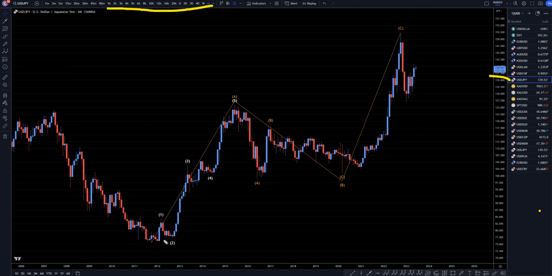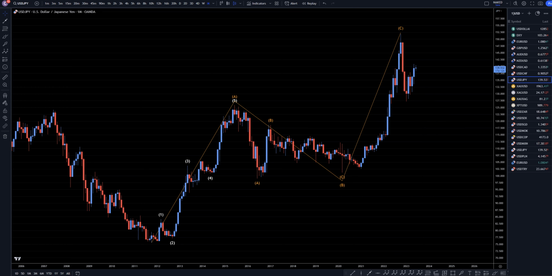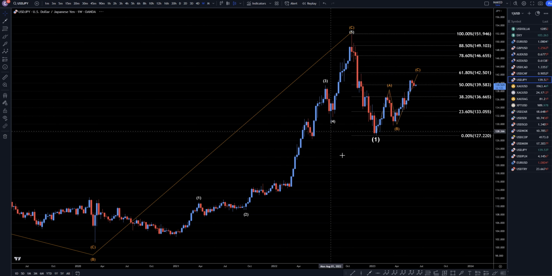So on the dollar yen monthly, I still think this looks like an uptrend followed by three waves down, followed by a big uptrend with a big impulsive move down. To me, it looks like an ABC correction that's already over, and if that's the case, this move up will be a correction to this move down, and it will make a lower high and it will end up continuing the downtrend. So let's take it down to the weekly time frame.